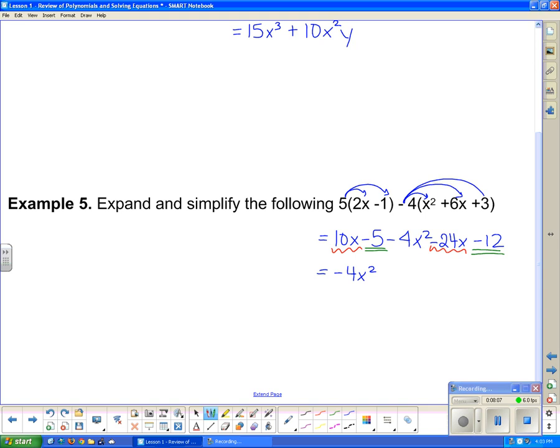Now I'm going to do my x term. So when I take a positive 10 here and put it with a negative 24 here, that gives me negative 14x because there's some canceling going on. And now my constant terms that I've underlined in green, negative 5 and negative 12 put together is negative 17. So I have expanded on this line here. This line was the expand, and this line here is where I simplified.